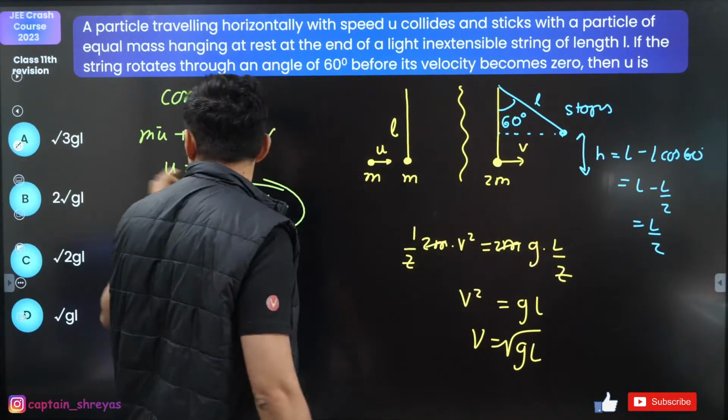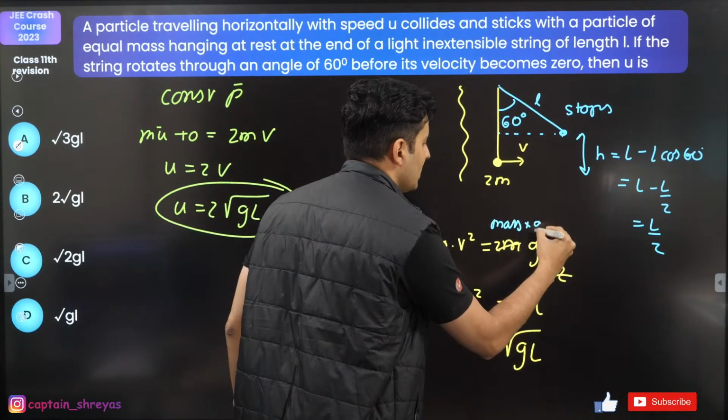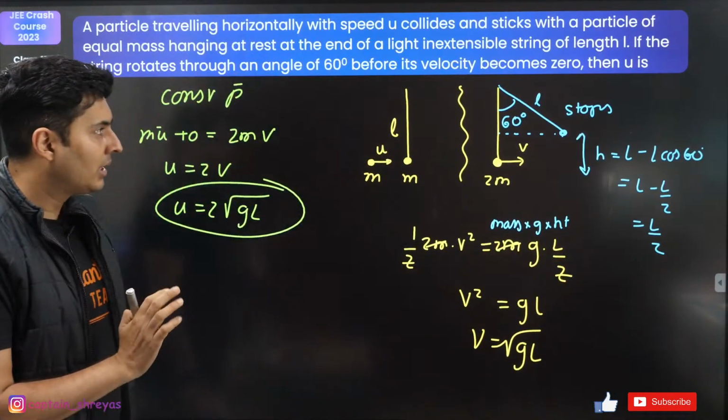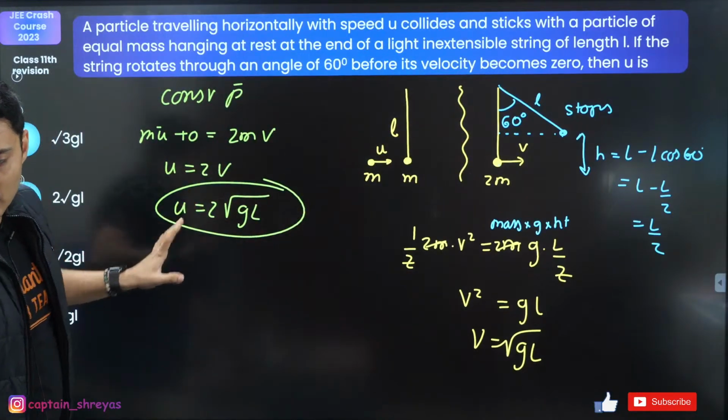Mass gh, that's all. In this case, this was mass into g into height. Height was L by 2. That's why that 2 has come. Is that okay? How much height did it go up? Not complete L, only half of that height. I hope that is clear.